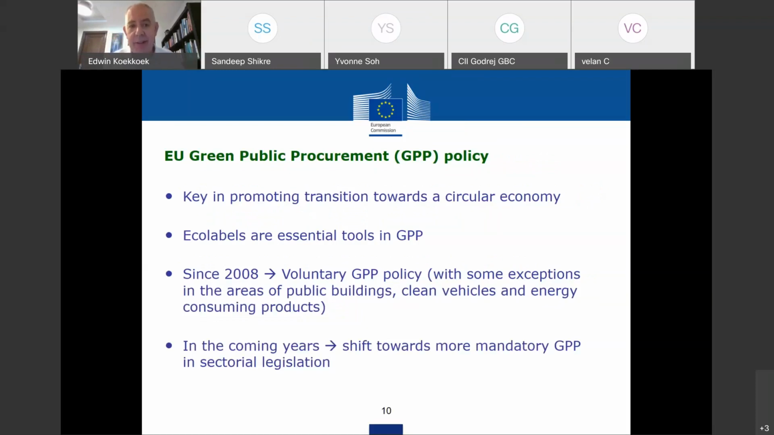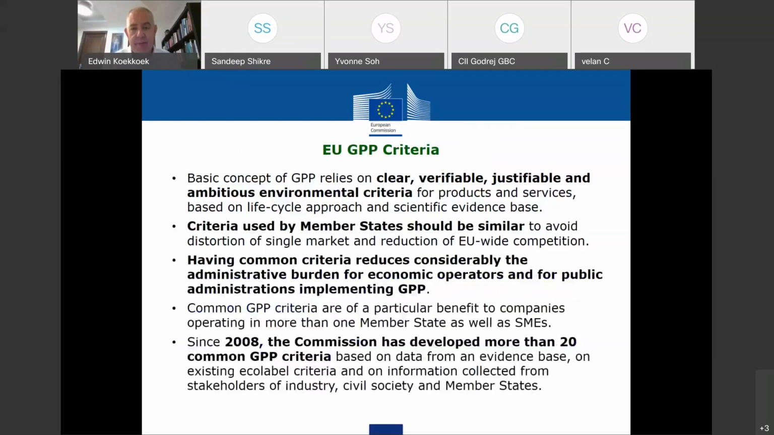Now I go back to the general EU green public procurement policy. As I said, the EU believes that this actually is key in promoting a transition towards a circular economy. And we believe that eco-labels are essential tools in this green public procurement. Since 2008, the green public procurement policy has been mainly voluntary, actually with exceptions like in the car industry and energy consuming products and also public buildings. But in the coming years, there will be a tendency to move more towards mandatory green public procurement policy and sectoral legislation.